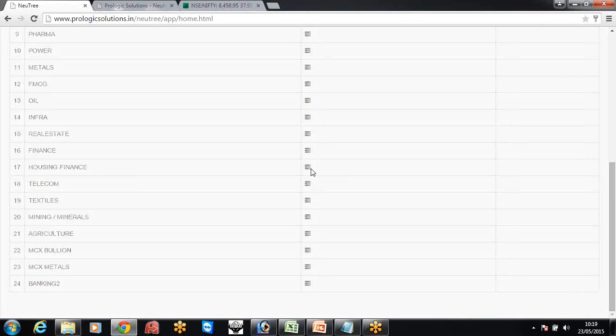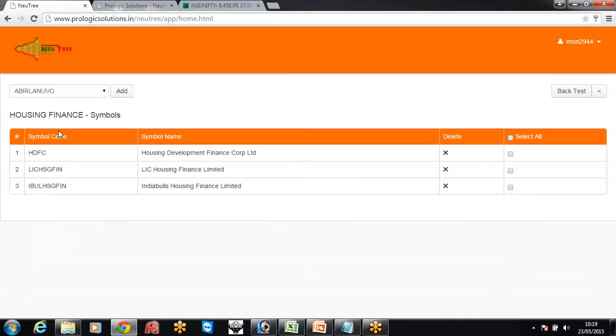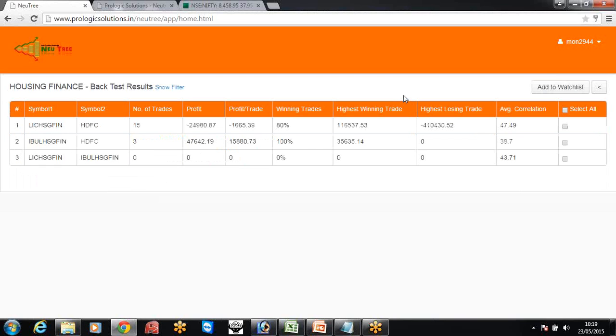Now let me just show you housing finance. We have 3: HDFC, LIC, India Bulls Finance. I'll show you how the backtesting is done. We select all 3 and click on the backtest. I'm just doing this because we have only 3 here. But otherwise, usually when we have 10 or 20 scripts, it will take a huge amount of time to get the correlation.